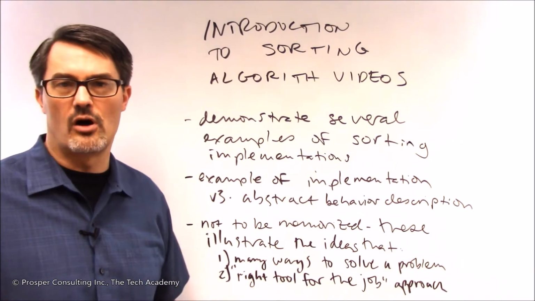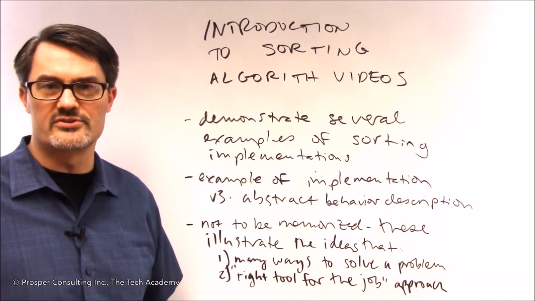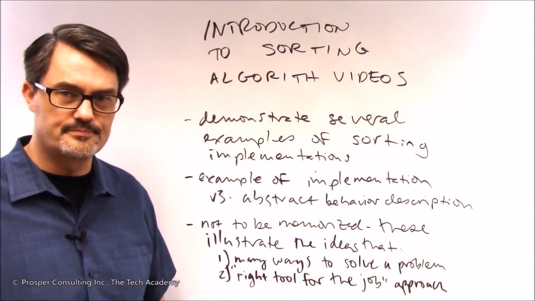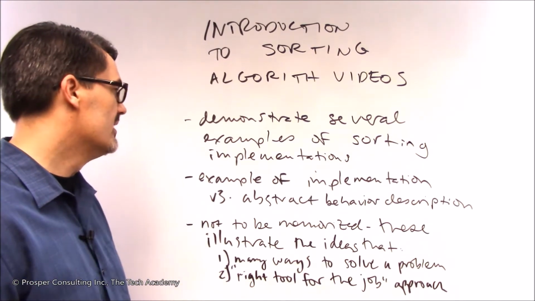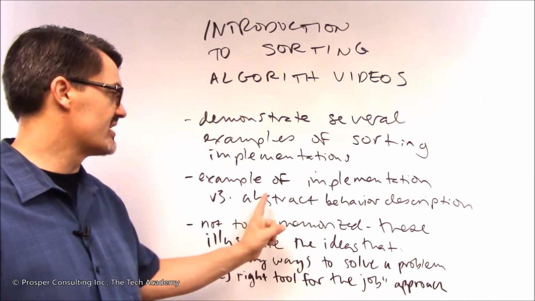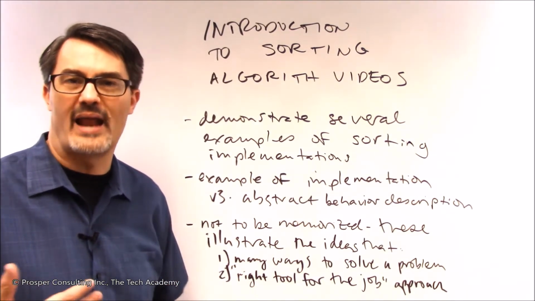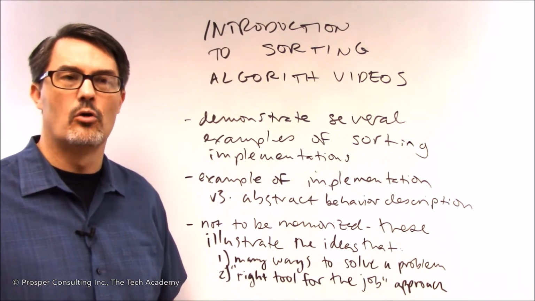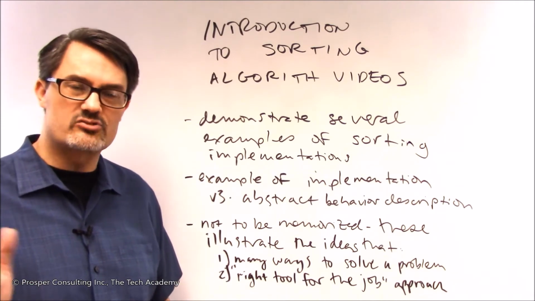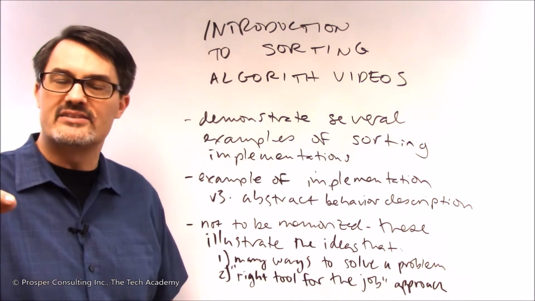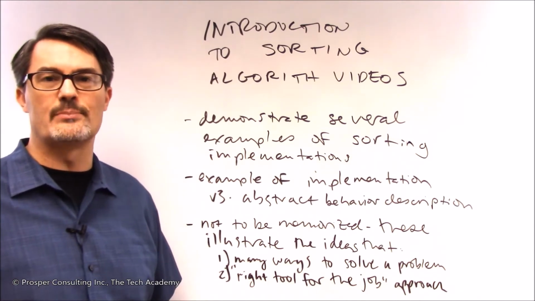Here, the problem we're going to solve is, given a collection of numbers that are in random order, sort them in ascending order from lowest to highest. What this is an example of is implementation versus an abstract behavior description. In an earlier video, we talked about the concept of an abstract data type, or abstract data structure, that describes not just the structure of the data, but behavior of that data. But it doesn't show you how that behavior is implemented.